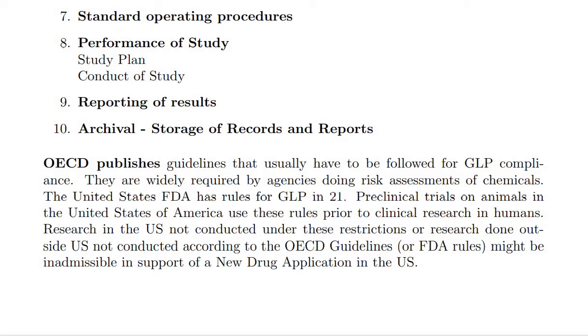The United States FDA has rules of GLP in 21 CFR. OECD publishes guidelines that usually have to be followed for GLP compliance, and they are widely required by agencies doing risk assessments of chemicals. Preclinical trials on animals in the United States of America use these rules prior to clinical research in humans.